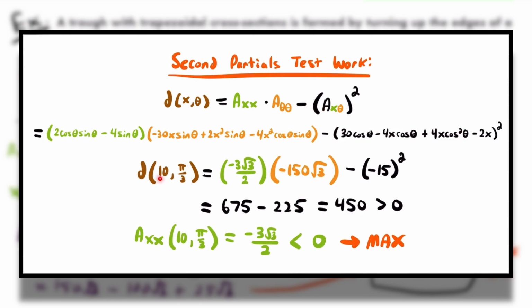But then plugging in 10 for x and pi divided by 3 for theta, you get this expression, which simplifies to 450, which is positive or greater than 0, and then the second partial derivative with respect to x twice, evaluated at those values, is negative or less than 0, and so when d is positive and this partial derivative is negative, via the second partials test, that corresponds to a maximum value. So the area that we calculated is indeed the maximum area for a cross-section of the trough.